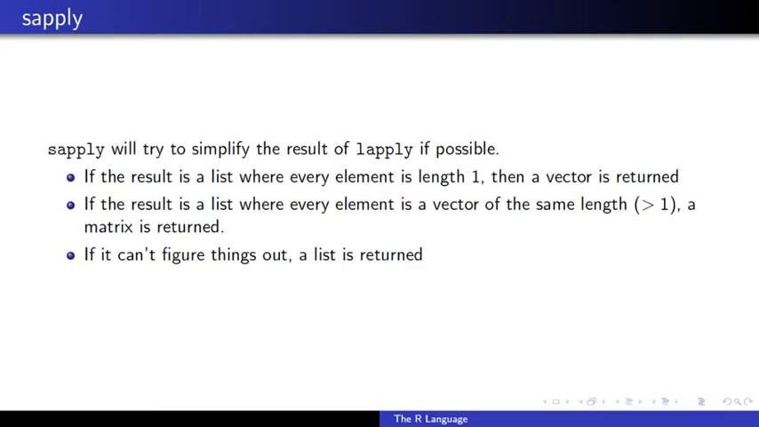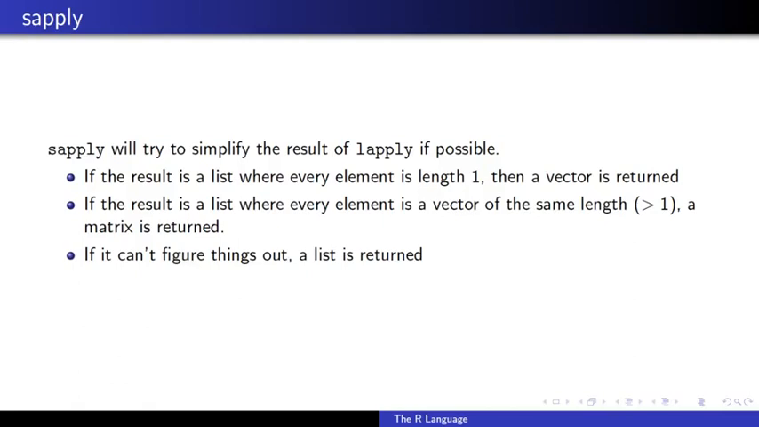So sapply is just a variant of lapply, and all it does is it tries to simplify the result of lapply if possible. Recall that lapply always returns a list, but sometimes you don't want a list. Sometimes you want something different. So for example, if the result is a list where every element is of length 1, then sapply will return a vector of all those elements. Usually you don't want a list where every element is a single number, and so sapply will simplify that into just a vector.